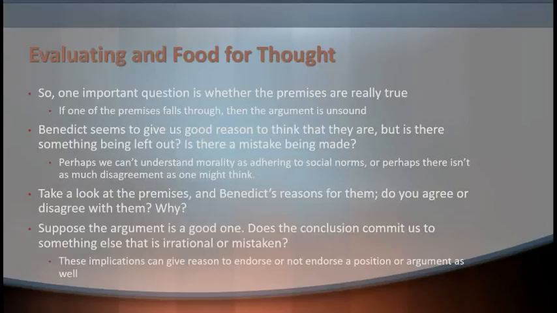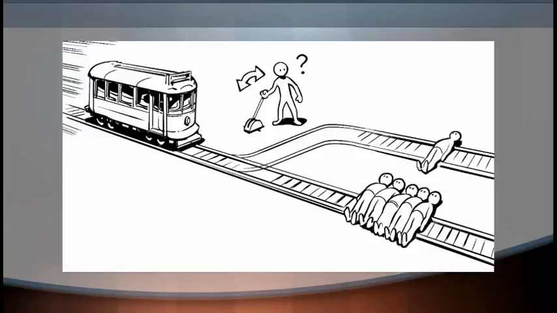This is another way in which we can end up rejecting the conclusion of an argument, even if it's a good argument, because those implications give us a reason to endorse or not endorse a position. So, this is a way that an argument can screw up and cause us some problems. Now, in order to think about this sort of thing, I think a good example is to go back to some of the trolley problems we discussed in the last lecture.